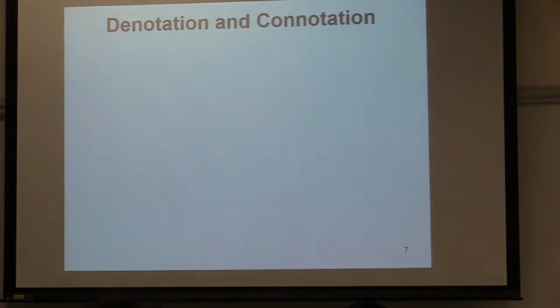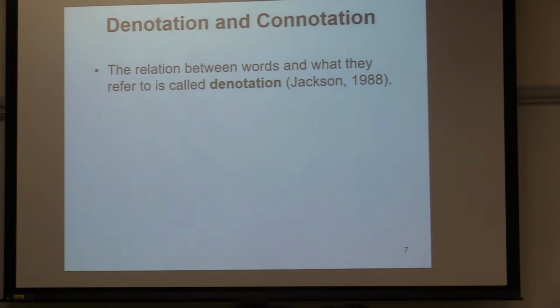Now, denotation and connotation, okay. So denotation means what? Conceptual meaning. Connotation means? Associated meaning, okay. So denotation is similar to conceptual meaning. The relation between words and what they refer to is called denotation.